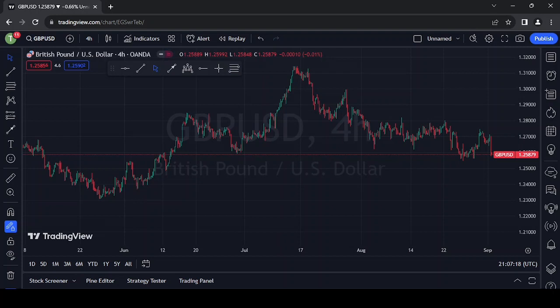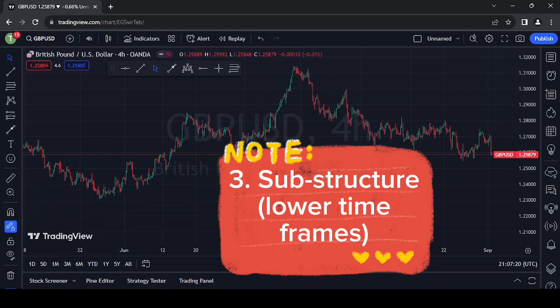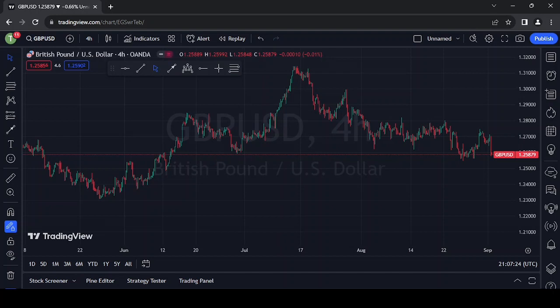Now, number three is a substructure. Then these substructures are majorly found on lower time frames. They are majorly found on lower time frames, your 30 minutes time frame, your 15 minutes time frame, your 5 minutes time frame. You see substructures.